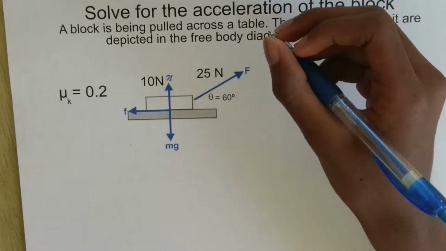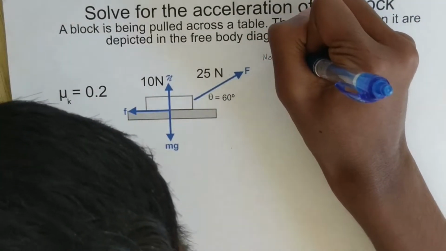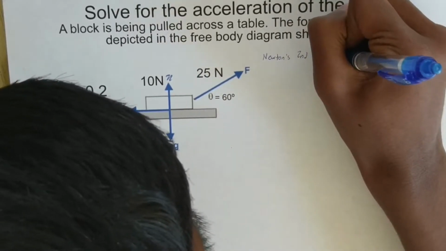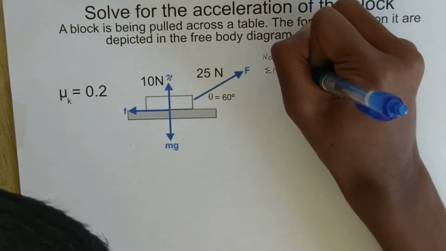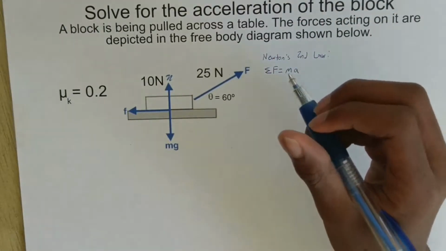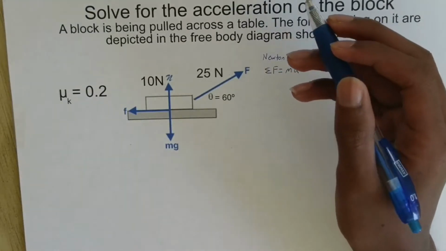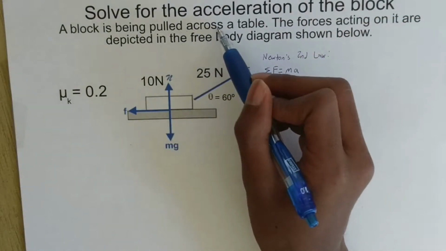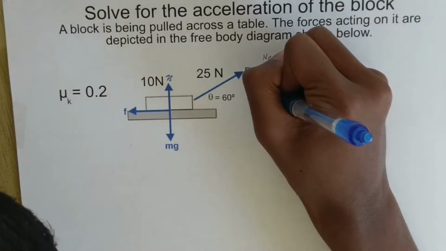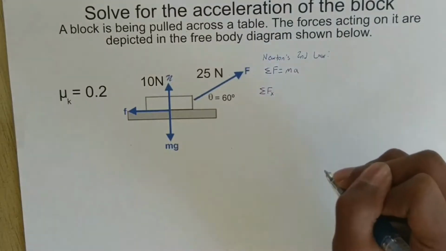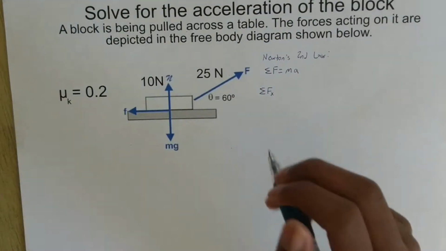Now to solve for the acceleration of the block, we can use Newton's second law. The net force equals the mass times the acceleration. So if we can find the mass and net force, we can solve for acceleration. This block is not accelerating vertically, it is being pulled across the table. So we need to find the net force in the x direction, horizontally, to find the acceleration.